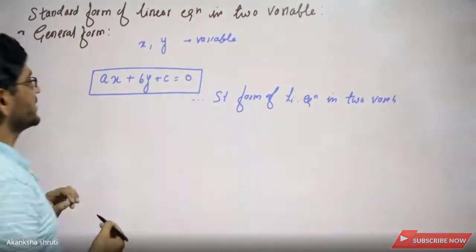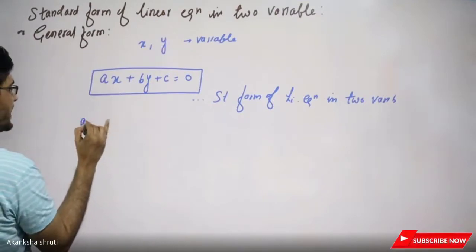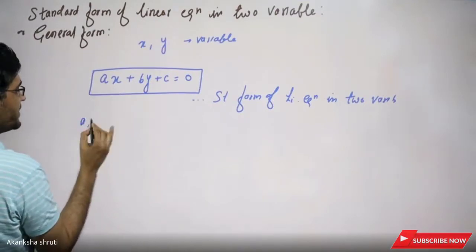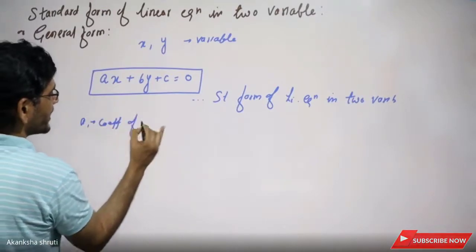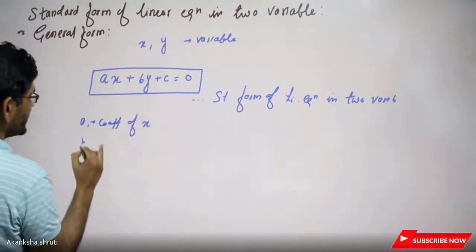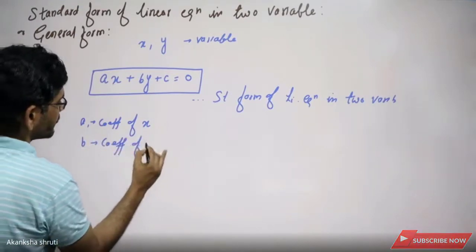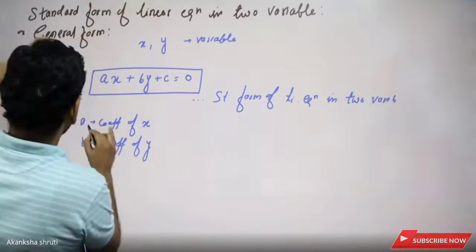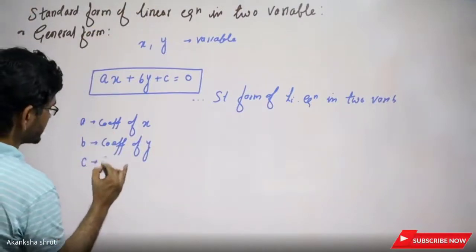Students, here we have to keep in mind, what about this a and b? So a is our coefficient of x, b is our coefficient of y. Students, c is called the constant term.